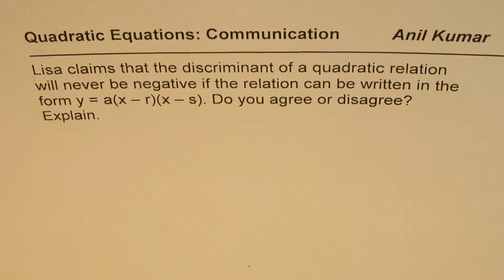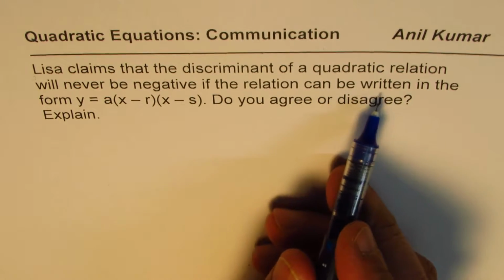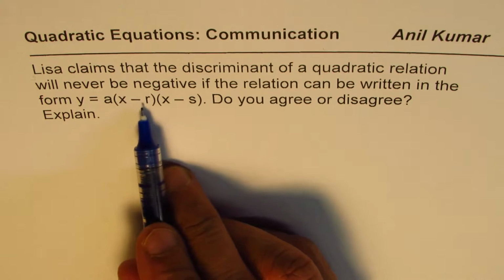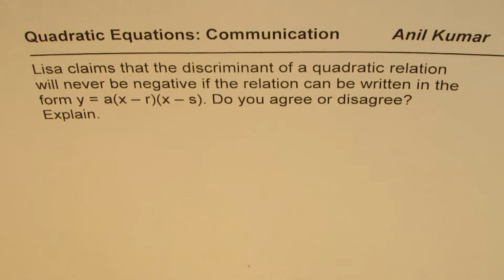We are working on quadratic equations. Here is a communication question for you. Lisa claims that the discriminant of a quadratic relation will never be negative if the relation can be written in the form y equals a times x minus r times x minus s. Do you agree or disagree? Explain. You can always pause the video, answer the question, and then look into my suggestions.